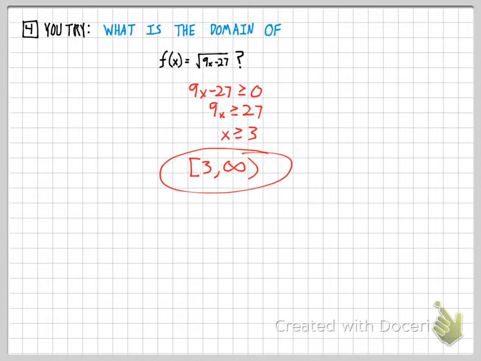Alright, this problem involves an even root. I have to make sure that the stuff inside the root radical sign is a number greater than or equal to 0. If I solve that inequality, I get numbers bigger than 3 or equal to 3. So my domain of this function is bracket 3 comma infinity parentheses. That describes the set of numbers that will make this function work.